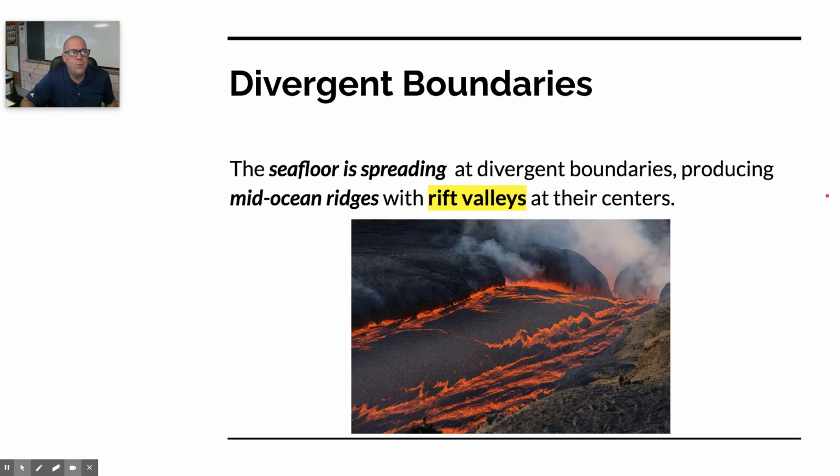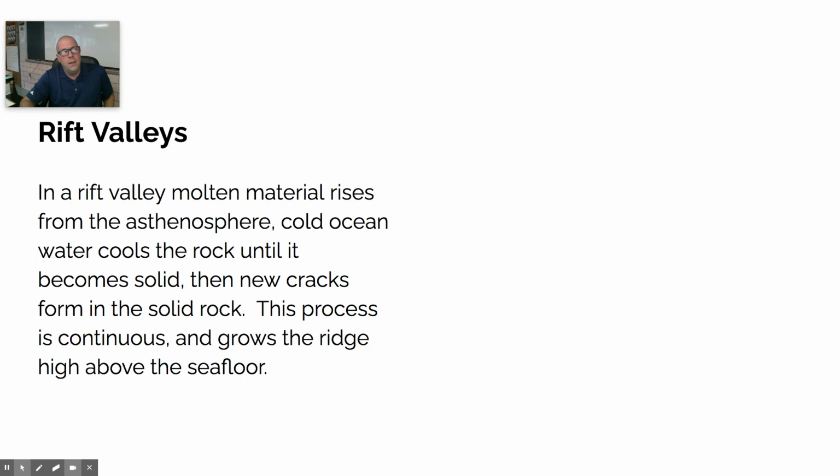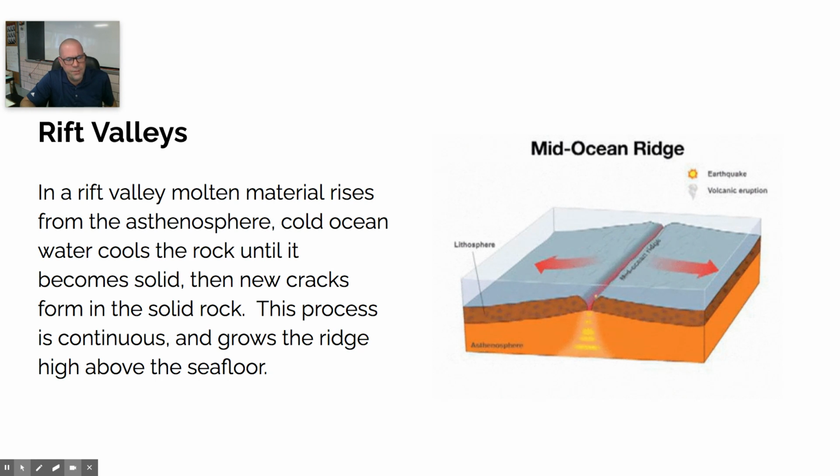And we said that the seafloor is spreading at divergent boundaries, producing mid-ocean ridges with rift valleys at their centers. And I told you, spreading centers, rift valleys, sort of like the same thing, okay? We talked about rift valleys, how they form, how the ridges grow up high above the seafloor. And I showed you this animation that shows the rifting process, the ocean ridge forming process in action.